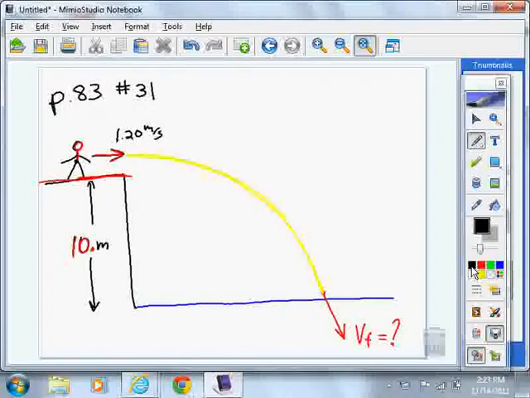So basically what you have to do is figure out the final velocity in the x direction and the final velocity in the y direction. And then once you have those two velocities, you can find the resultant velocity with its magnitude and direction.